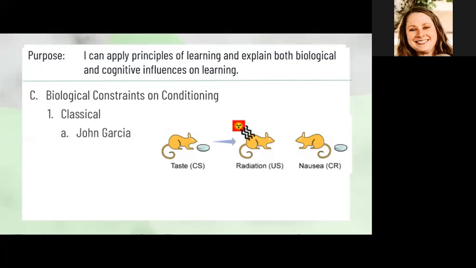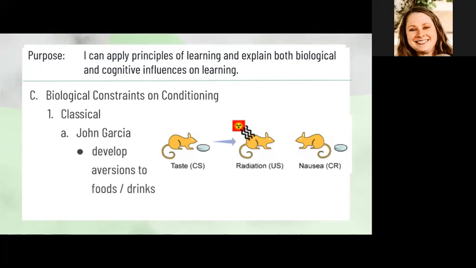Okay, and this first researcher is named John Garcia. Now, on the AP test, Garcia could definitely show up. Okay, on mine, I'm more worried about Pavlov, Watson, Skinner, Bandura, okay, for this unit test. But John Garcia, what he had discovered, okay, is that we develop aversions to food and drink.